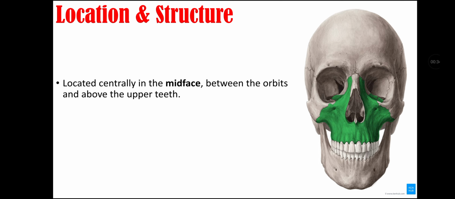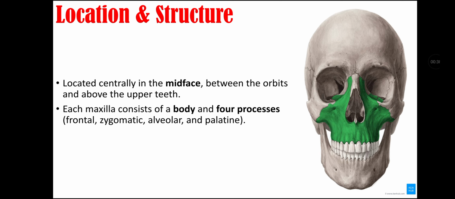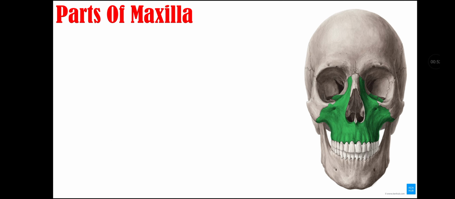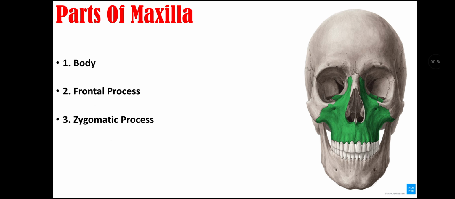Location and structure of maxilla. It is located centrally in the midface between the orbits and above the upper teeth. Each maxilla consists of a body and four processes that include frontal process, zygomatic process, alveolar process, and palatine process. Two maxilla join at the intermaxillary suture in the midline. Parts of maxilla include body, frontal process, zygomatic process, alveolar process and palatine process.